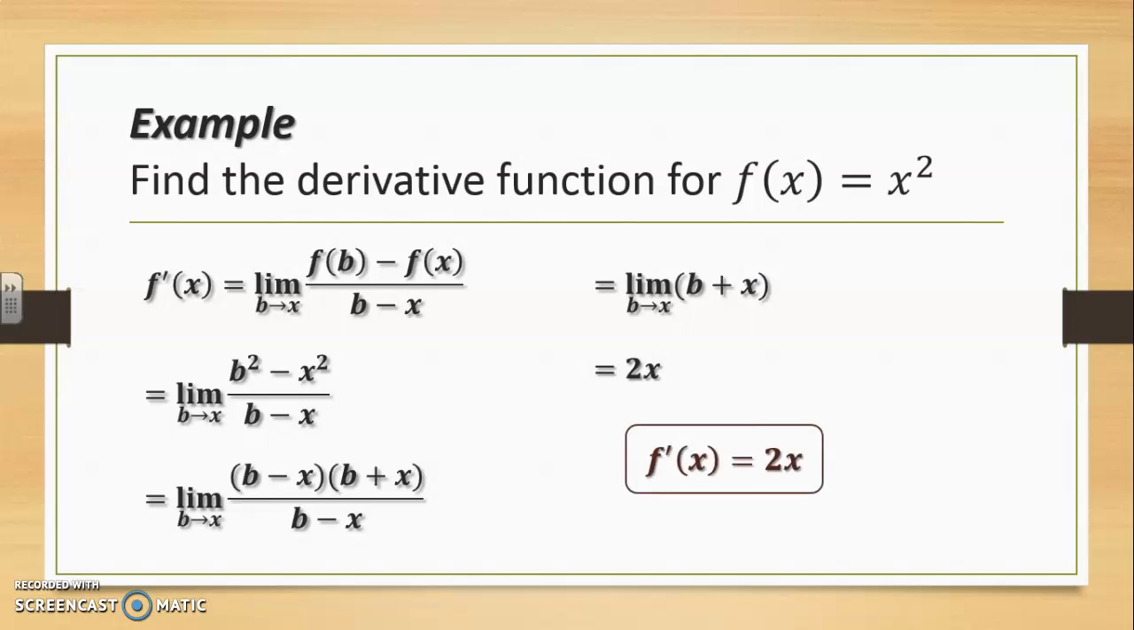Here's what we're getting. We're getting a specific rule, a derivative function, that will give us the slope of function f at a point that we'll eventually specify. So f prime of x is equal to 2x. We're going to see later how we can apply this rule.